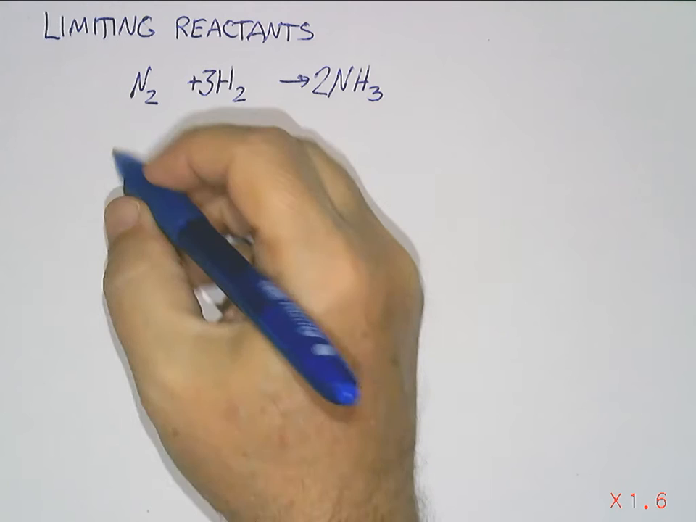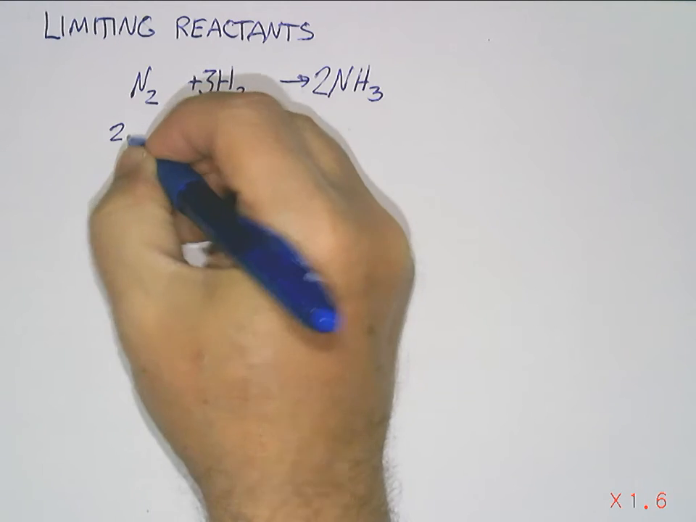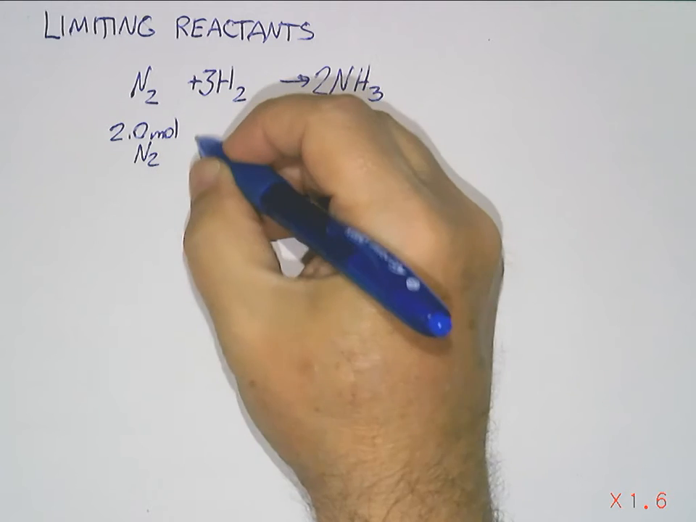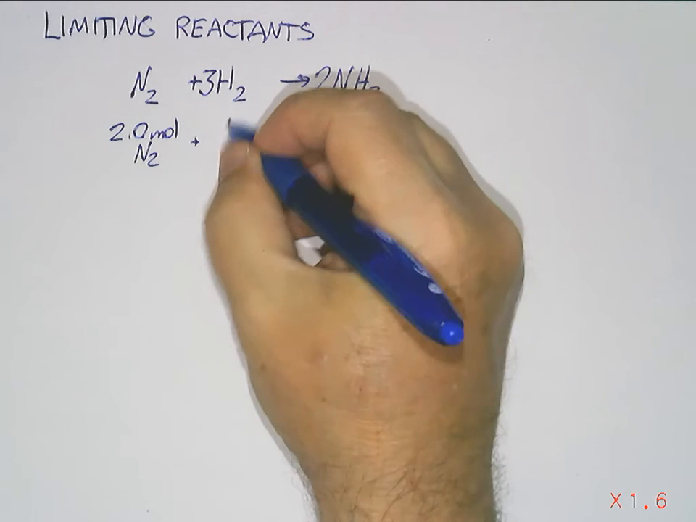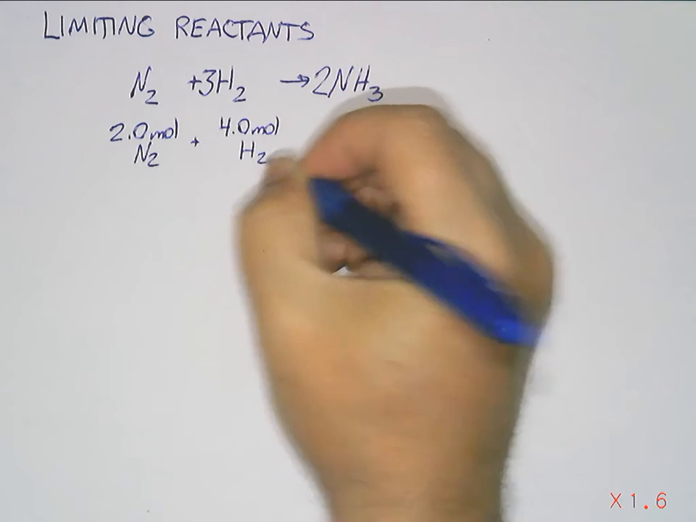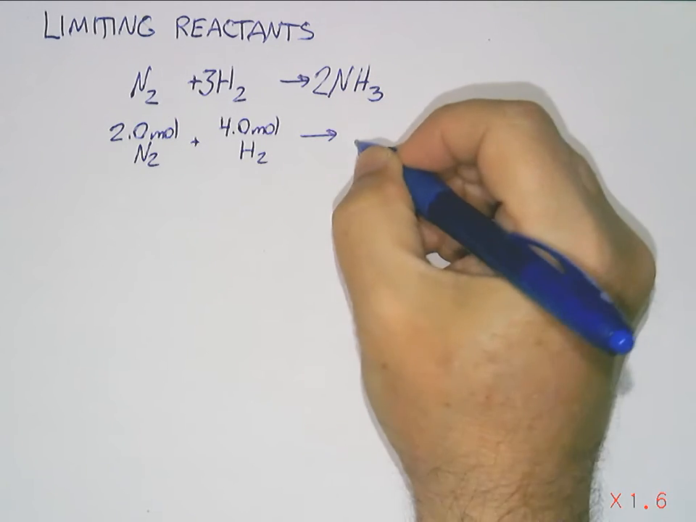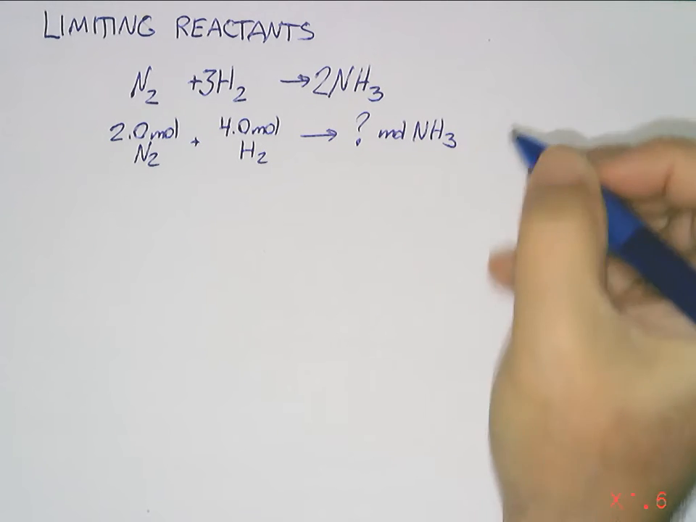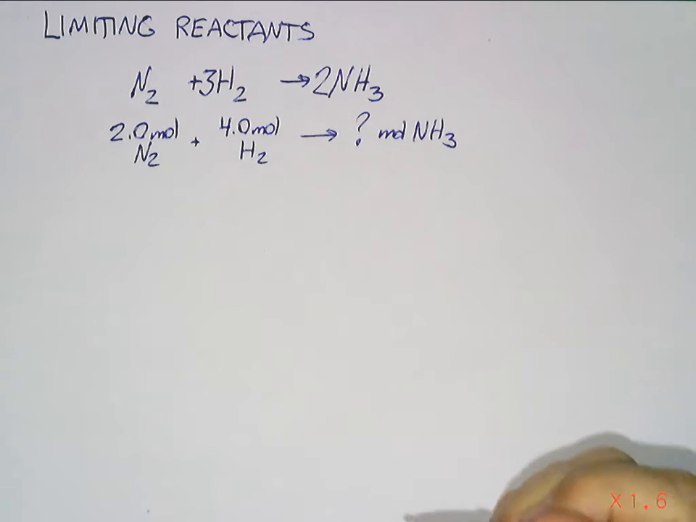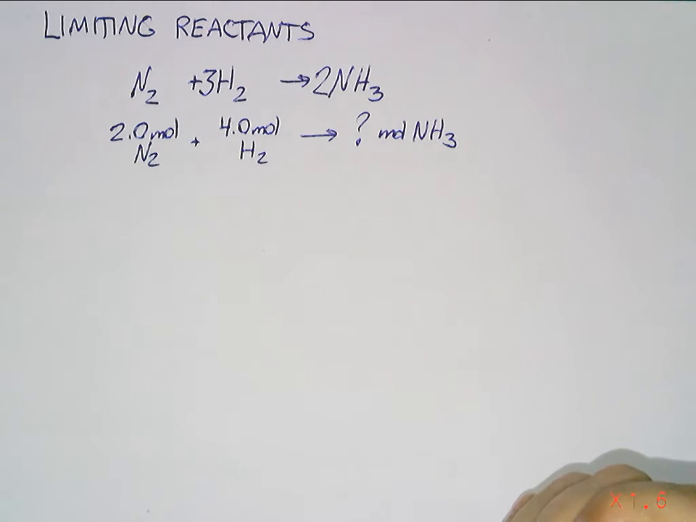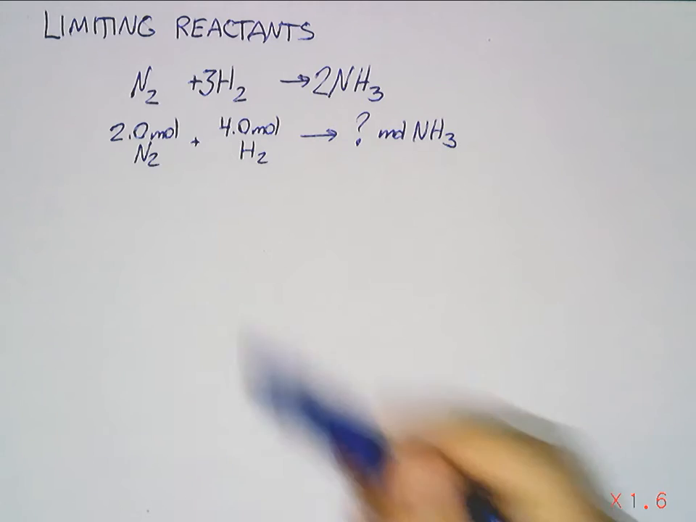Now suppose I have got 2.0 moles of N2 and I have 4.0 moles of H2. And I want to know how many moles of NH3 am I going to get? Alright, we're going to do this the same way that we did the sandwich making problem in the last video.